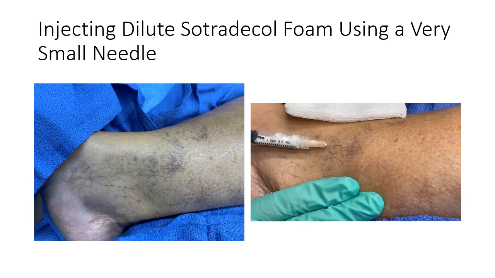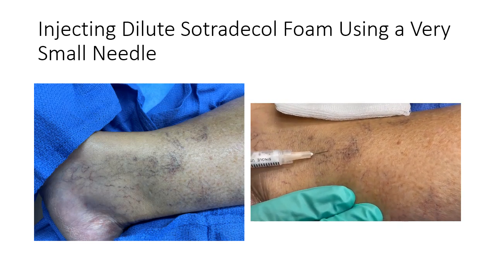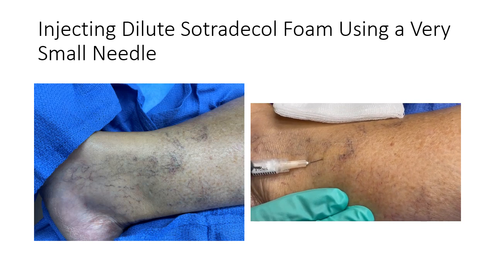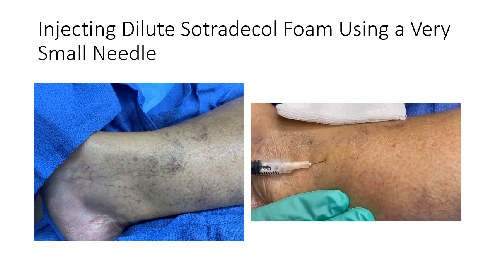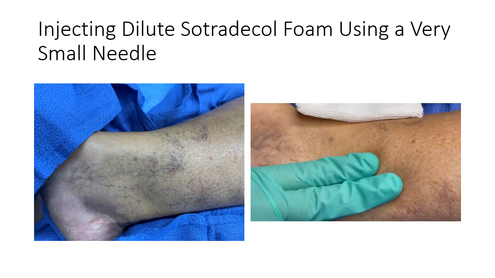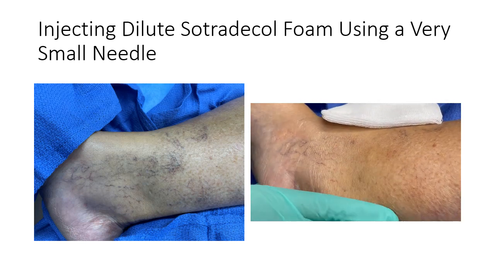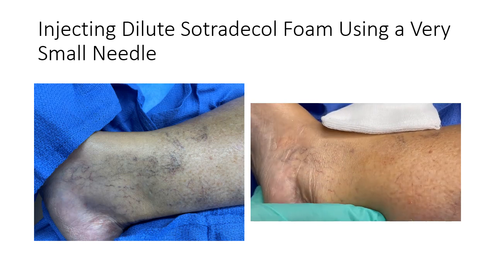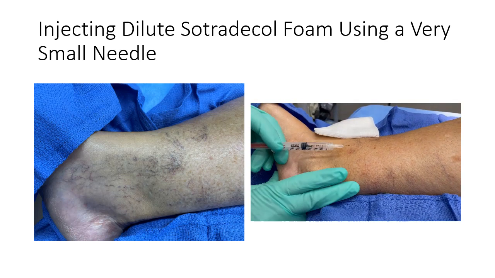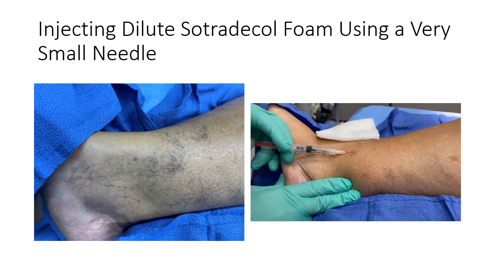We're going to do this one over here. This is 0.1% sotradecol foam. You can use polidocanol, but because of a history of asthma, use 0.25. But you can see how nice this is. And using foam helps prevent the refilling as well.